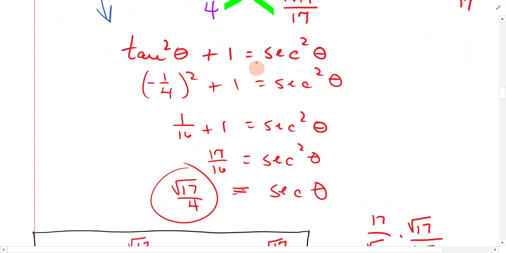So here's our identity. We put this in for tan, and we have 1 over 16 plus 1 equals secant squared. That's 16 over 16. So we end up with 17 over 16 is secant squared. The square root of that is the square root of 17 over 4, because you can take that one. Once you have secant, you can get cosine. So you flip it and you have 4 over the square root of 17.